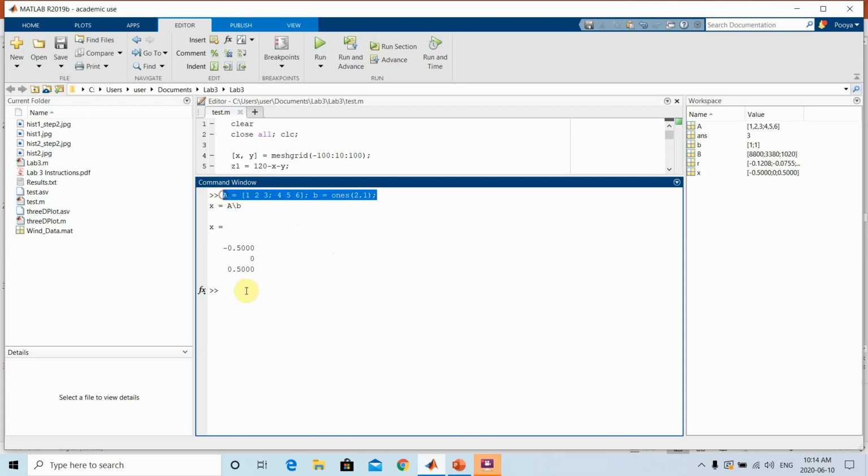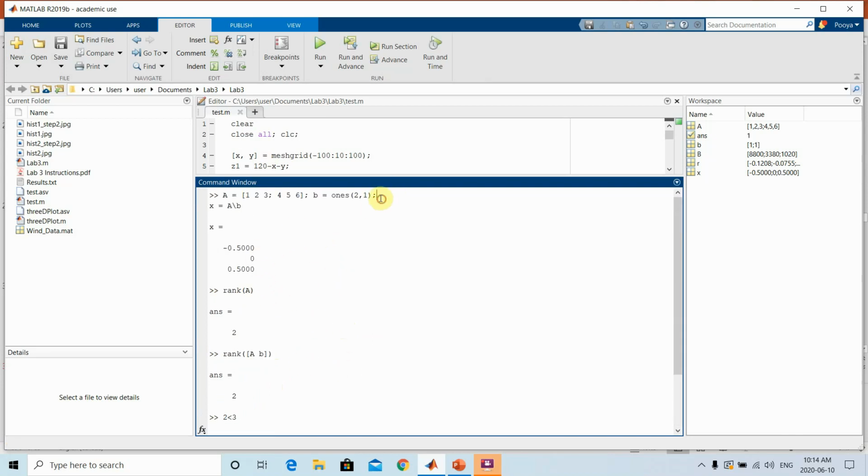But here we only have two equations. Let's look at rank of A. What can rank of A be? It's definitely smaller than or equal to 2, because you only have two rows. It is equal to 2. Let's look at rank of AB. It is equal to 2 as well. So these two are equal, but this number is less than the number of unknowns. 2 is smaller than 3, which is the number of unknowns. Okay?